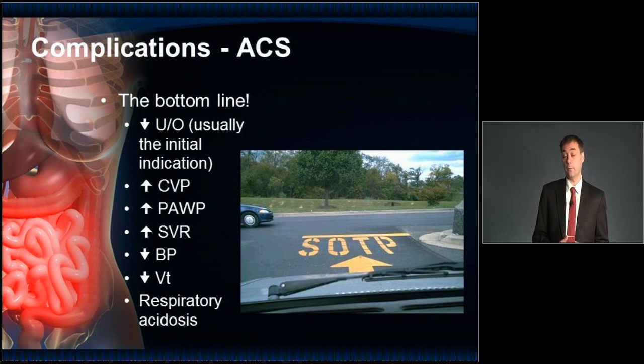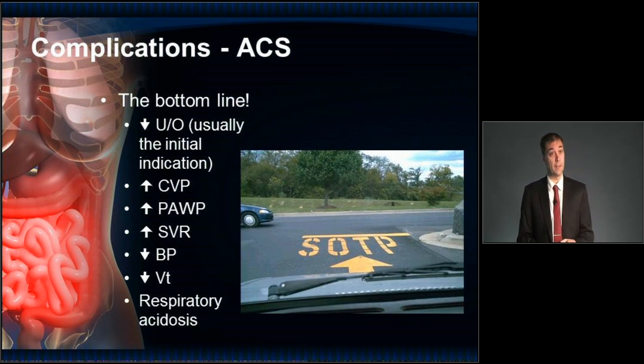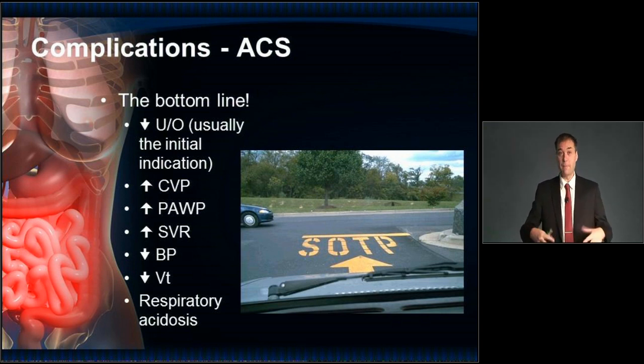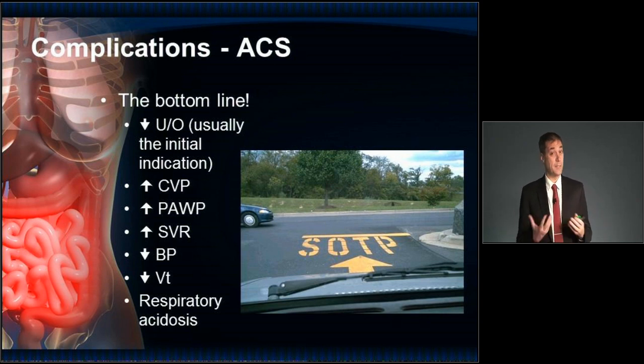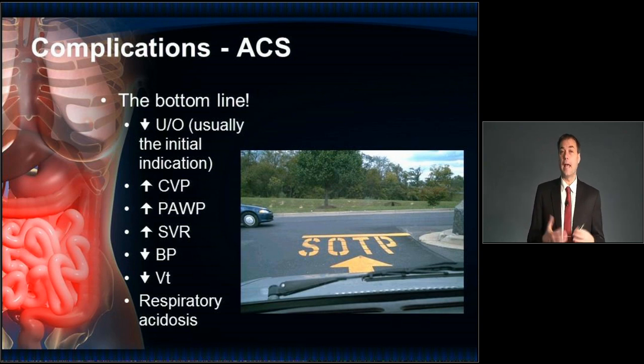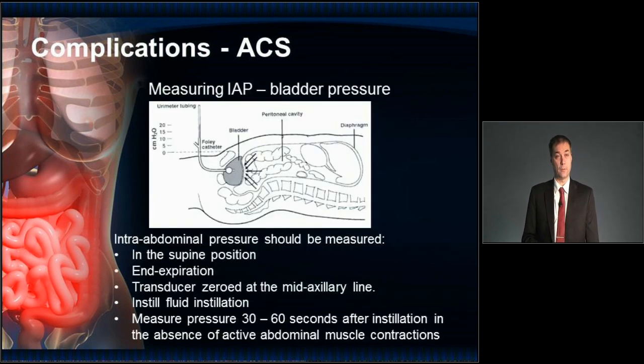CVPs and pulmonary artery wedge pressures will elevate. Systemic vascular resistance will elevate, all having to do with the abdomen swelling and pushing back against the vena cava behind it. That in turn will cause the blood pressure to drop. The swelling abdomen pushing the diaphragm up will cause decreased tidal volumes and contribute to a respiratory acidosis. So those are some of the things that indicate the onset of abdominal compartment syndrome.